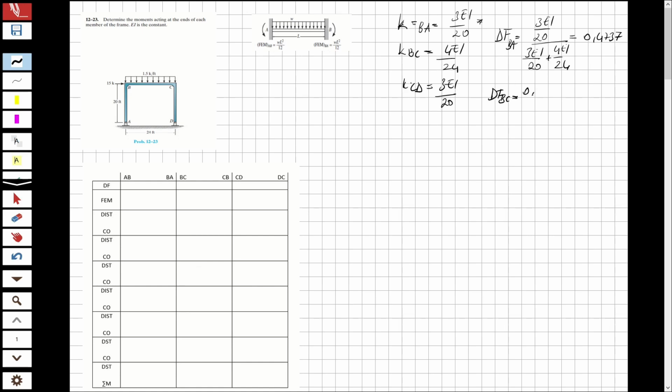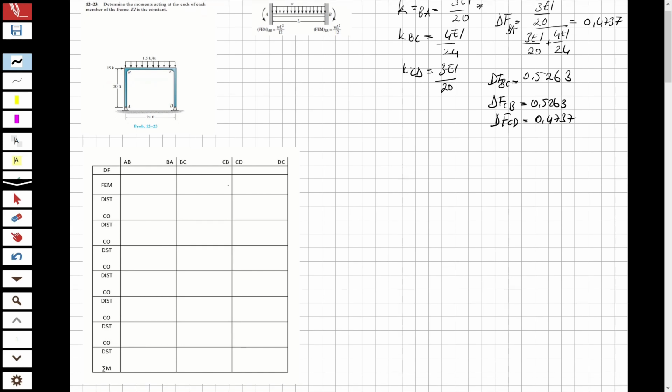So that will be 0.5263 for BC, and distribution factor for CB is 0.5263, and distribution factor for CD is equal to 0.4737. Now let's write the distribution factors in the table, and then specify the fixed end moments. Then we're going to solve the question.